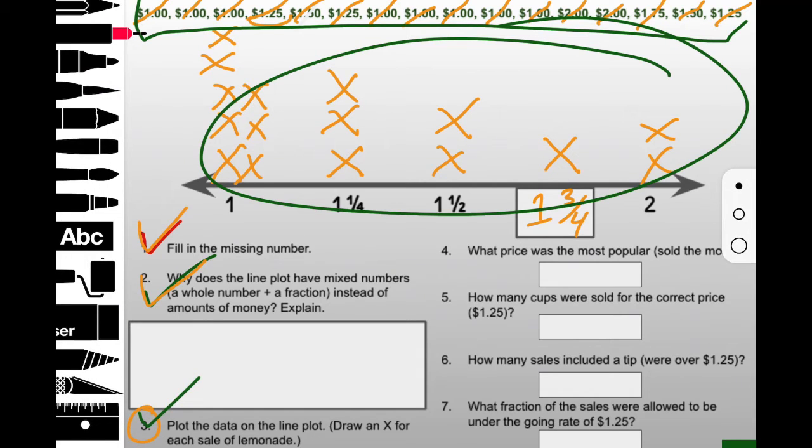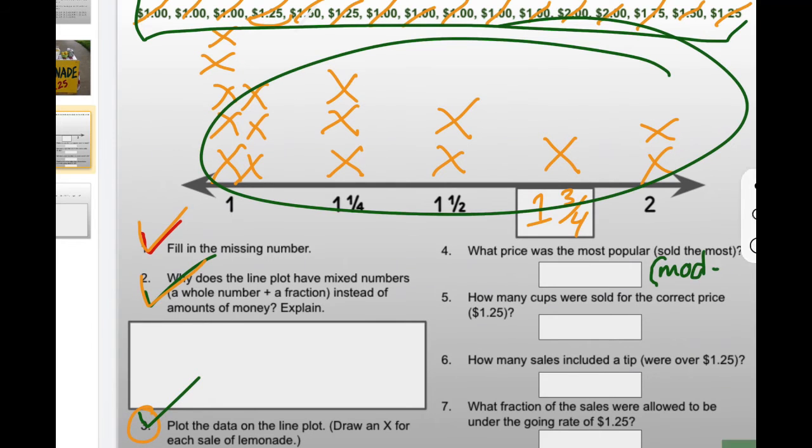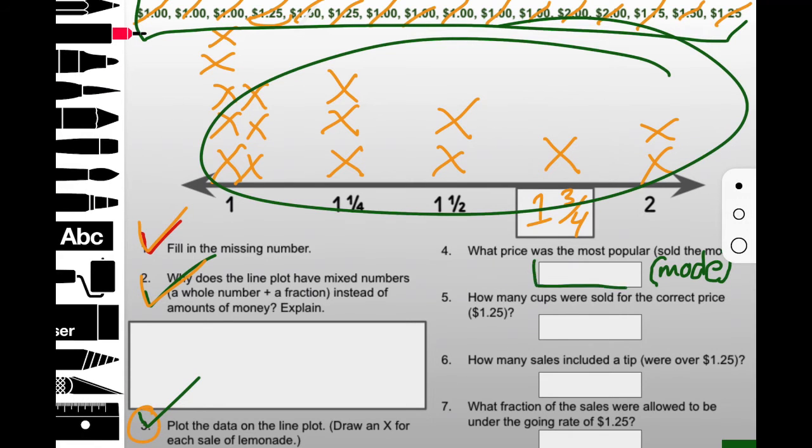Number 4, what price was the most popular? Now, in the live Zoom, I mentioned that this is actually asking for the mode, and some of you wrote mode in there as if it were the answer. I wasn't looking for you to write mode in here. I wanted you to actually tell me the price. So what is the mode? Which one of these amounts, this one, this one, this one, this one, or this one, which one had the most X's? Because each X represents one sale.